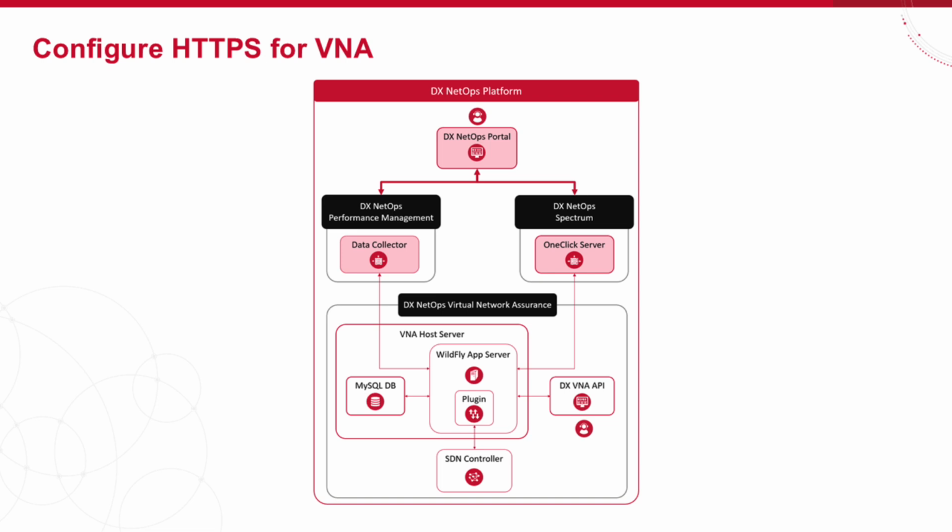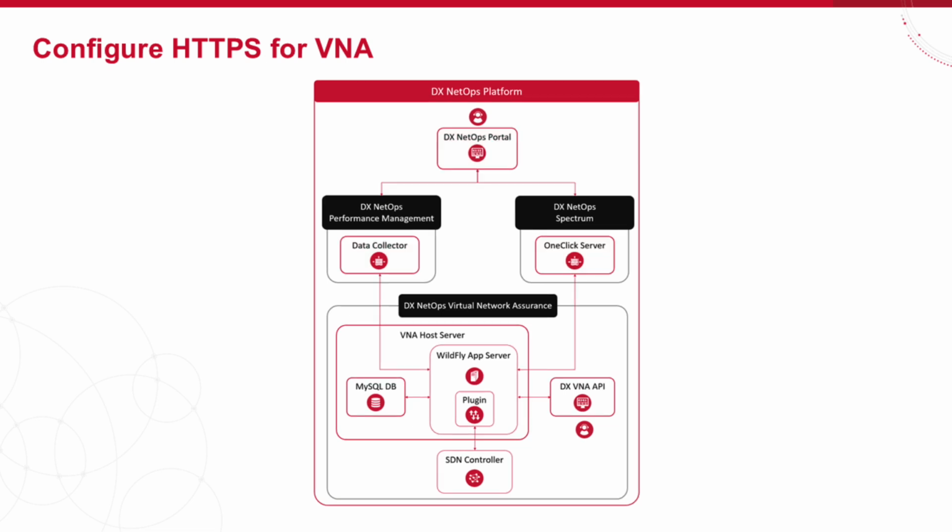When HTTPS is enabled for VNA, the connections between the various other DX NetOps components are secured. To understand what is secured using VNA, let's take a look at the architecture. VNA is a Java application that runs on a Wildfly application server, formerly known as JBoss. The VNA Wildfly application server is hosted on a server running on Linux. To collect SDN performance data, VNA uses a plugin to connect to the SDN controller and collect performance data from the controller. VNA provides a unique plugin for each SDN vendor supported by VNA.